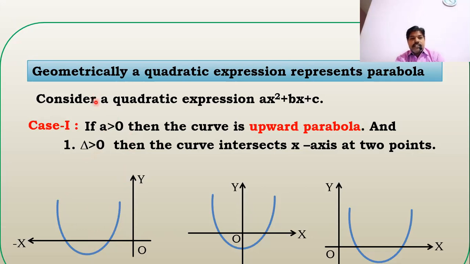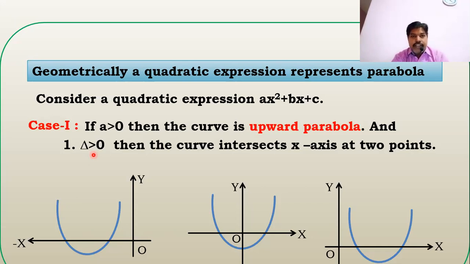Do you understand, students? If a greater than 0, then the parabola is an upper parabola, and in this case only the minimum value exists. That's why you took it in the first slide: if a greater than 0, then it has a minimum value. Do you understand that, students? So what is the minimum value? 4ac minus b square by 4a. So observe the first case. If you understand this one, the remaining cases are very easy.